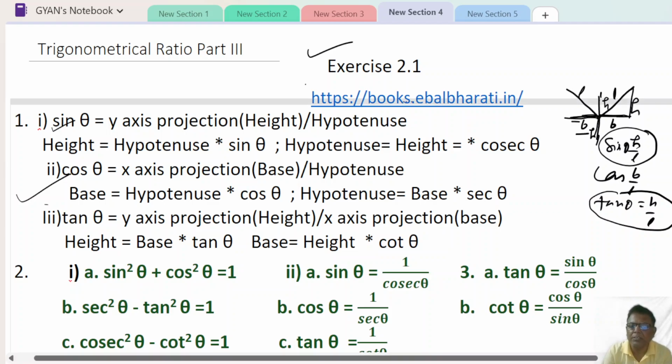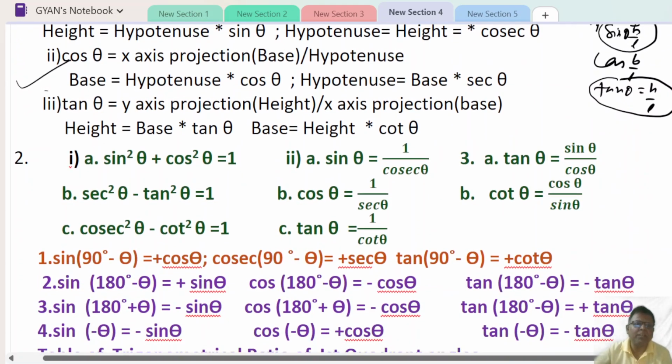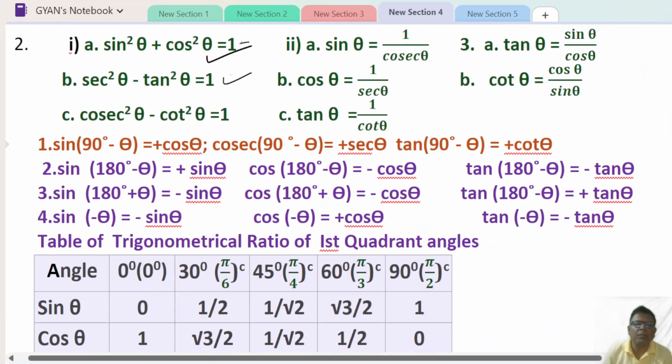If you have not seen my earlier section, then please see that. The second type of formula is the fundamental formula: sin square theta plus cos square theta is equal to 1, and sec square theta minus tan square theta is equal to 1. The third set of formulas is the angle quadrant formula. The first is for the first quadrant, this is for the second quadrant, this is for the third quadrant, and this is for the fourth quadrant.